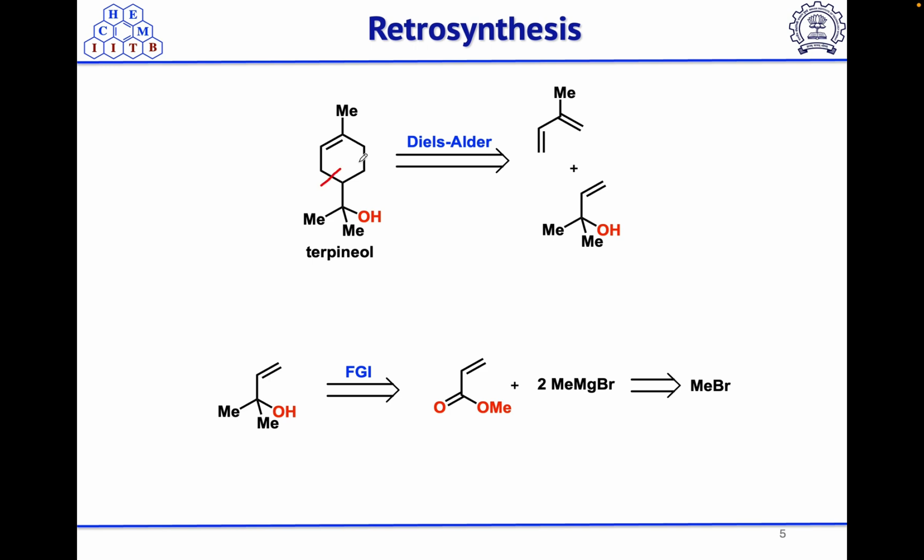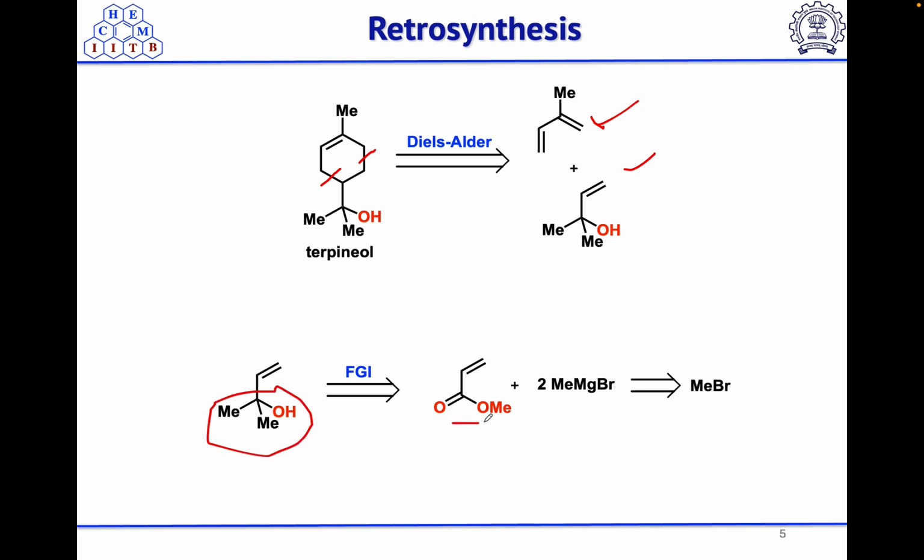So we can think about this C-C bond disconnection, and we can think about this diene and this side dienophile, right? So this is the diene and this is the dienophile. Now in forward synthesis, where can we get this dienophile from? We can easily get it, if you see, this has a tertiary alcohol.